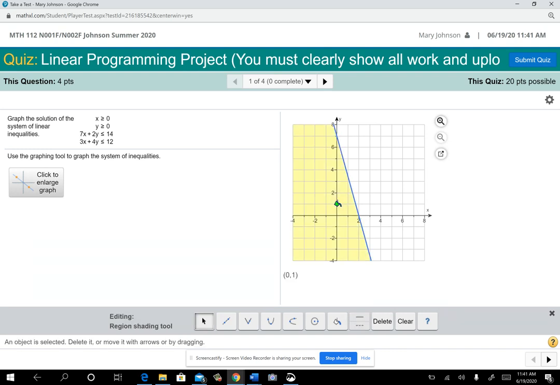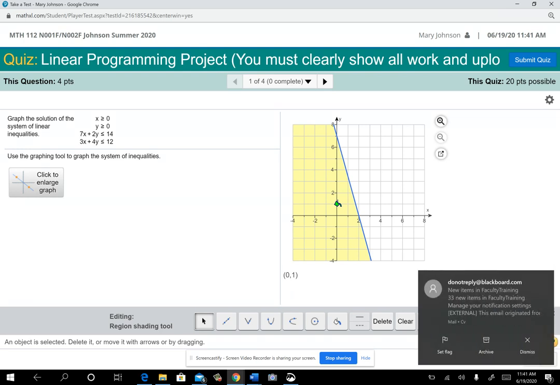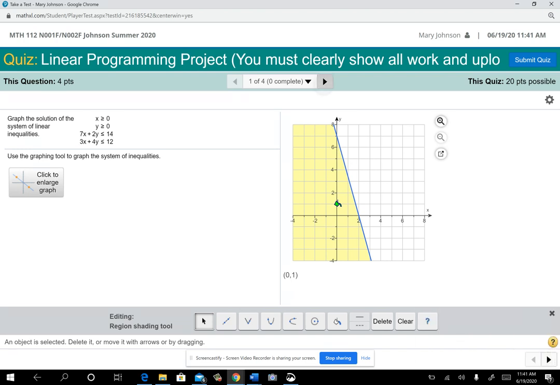And then once you get all, you wouldn't shade yet. You'd wait till you get all 4 inequalities graphed and then just shade that final region that we would have as the answer. Okay? All right, now let's move to the next problem.